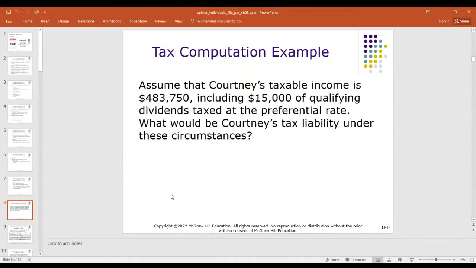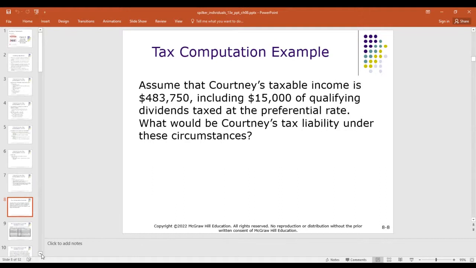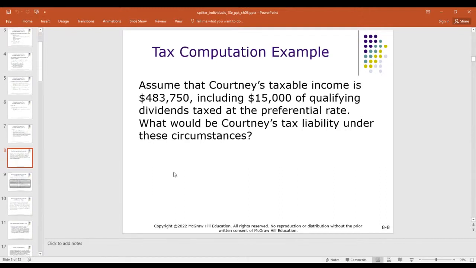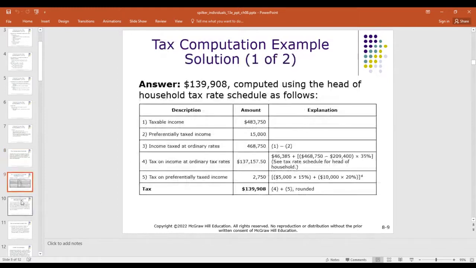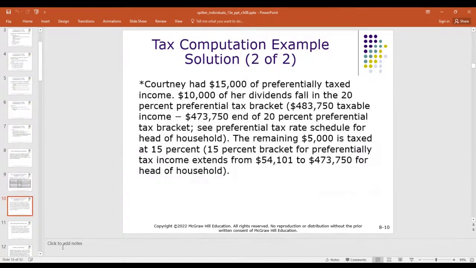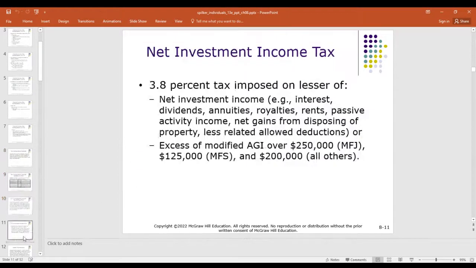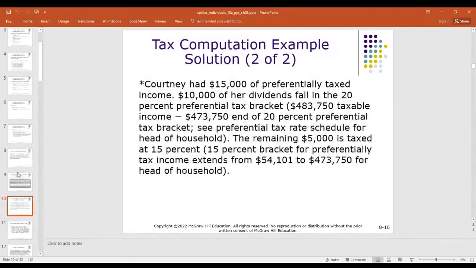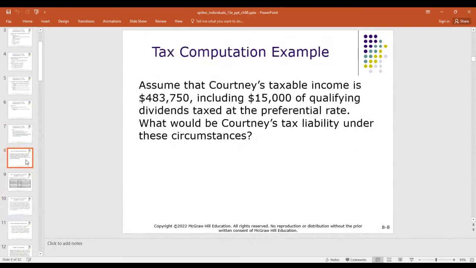So take a look. Assume Courtney's taxable income is $483,750. She has, sorry about that. Let me skip ahead. We'll come back to that. This is with computing income tax. They threw the slides in the wrong way. All right, I'm going to take you into the book. We'll come back to Courtney here. To do the kiddie tax, go to page 8-6.